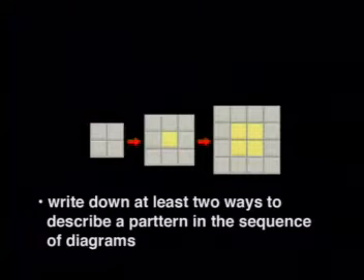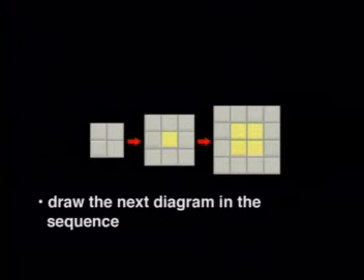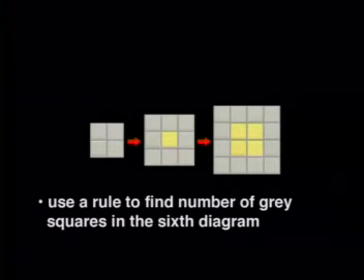This isn't the only rule that works on the pattern. See if you can find another way to calculate the number of matches. Now it's time for a task. For this lesson's task, we leave you with a geometric sequence that has several patterns within it. First, write down at least 2 ways to describe a pattern in the sequence of diagrams. Then draw the next diagram in the sequence. Finally, use a rule to find the number of gray squares in the 6th diagram.